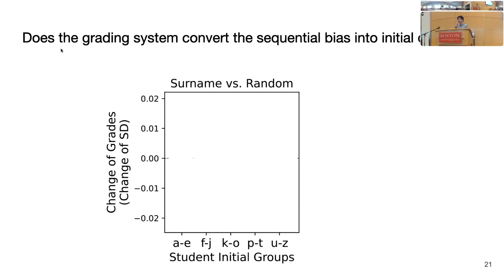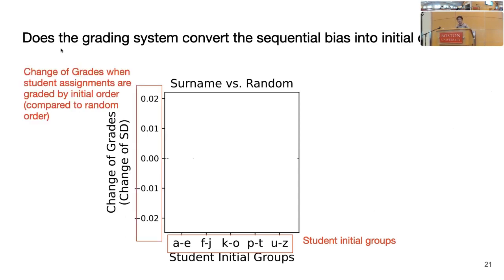So does the grading system convert the sequential bias into initial disparity? On the x-axis, we're showing the students in different initial groups, from A to E to B to Z. And on the y-axis, since it's a normalized score, we're showing the change of grades when student assignments are graded by the initial order. So it's basically compared with the random grading setting. That's kind of like our control group.